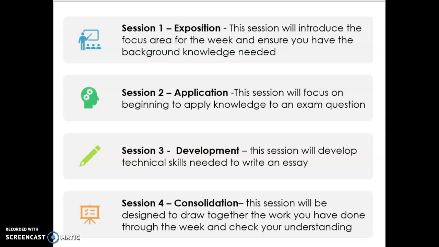And then lastly, the consolidation, which will be more independent. The sessions will be less of me talking as the sessions progress and more of you doing, so that it's me setting up and then you practicing and then having to go by yourself at the end.